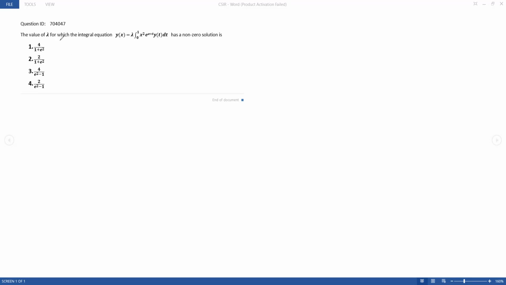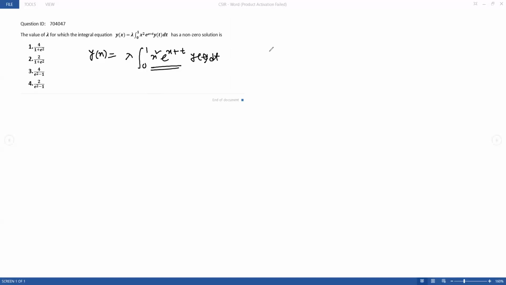Lambda is the eigenvalue here. So we have to find the eigenvalue such that the integral equation has a non-zero solution. This is the eigenfunction. The solution will be the eigenfunction. So since this is the Fredholm integral equation, at first we write the integral equation again: integral 0 to 1 x square e to the power x plus t y(t) dt.